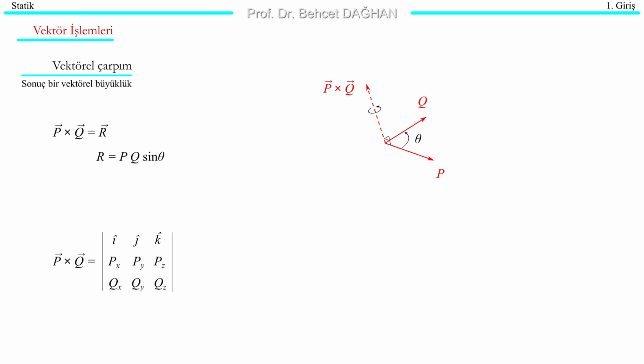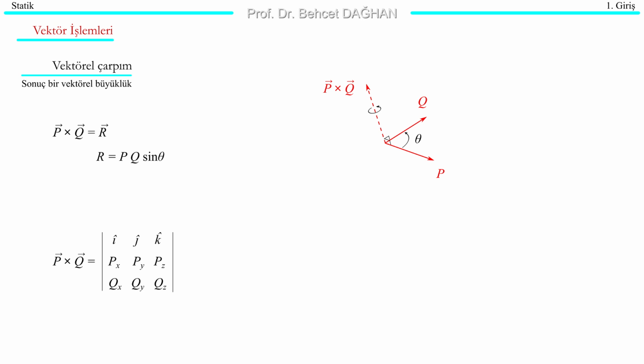We can find the cross product by distributing the parentheses or by expanding the determinant. We can do this. We write i, j, k, the unit vectors, in the first row. We write the rectangular components of the leading vector p in the second row and the rectangular components of the second vector q in the last row. By expanding this determinant, we find the result of the cross product.